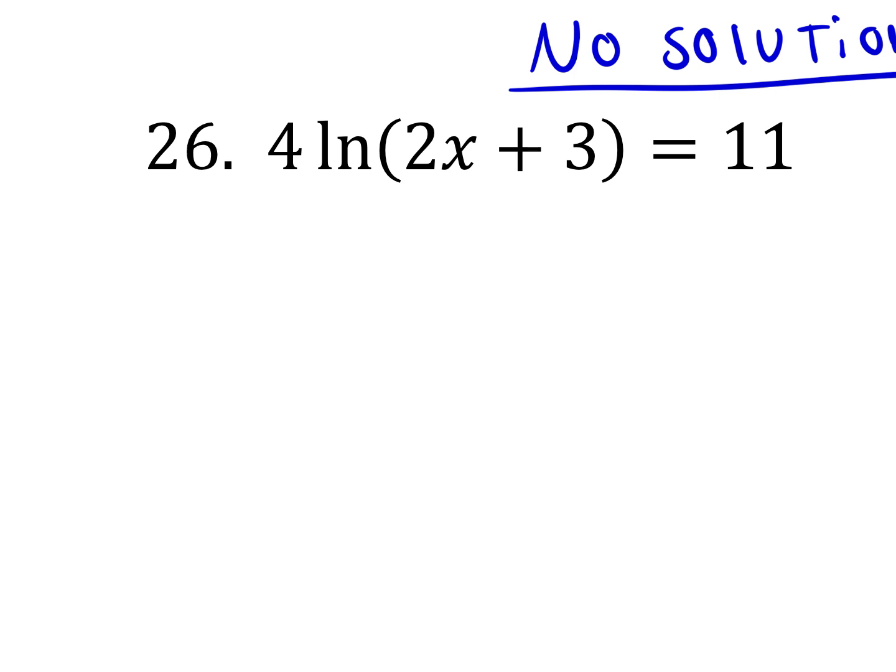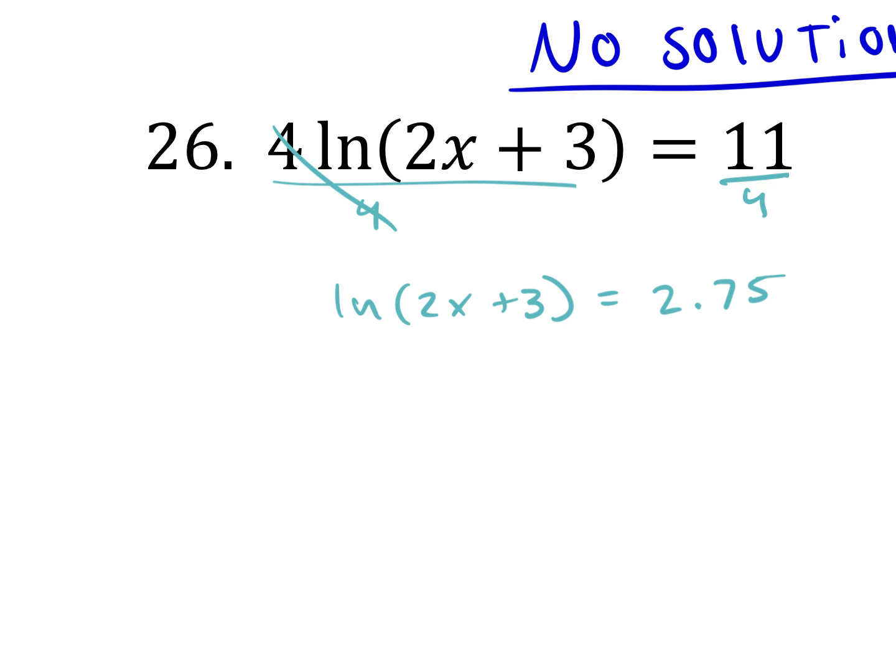All right, so for 26, we want to get the ln all by itself. So what do we need to do first? Divide by 4. So ln of 2x plus 3 equals 11 over 4. I'll put this in the calculator. We get 2.75.